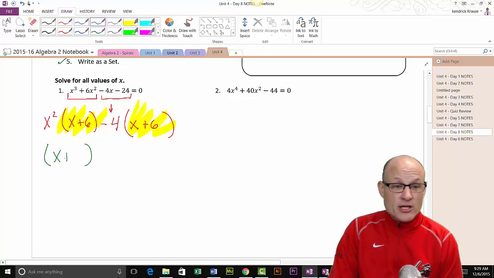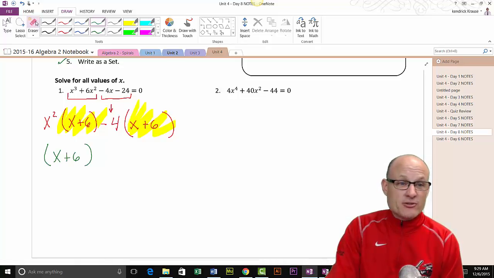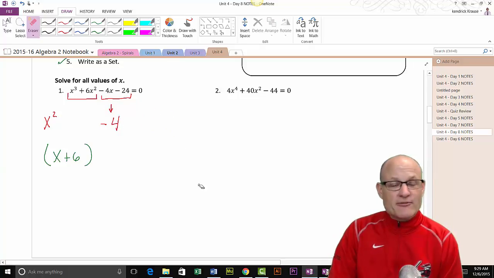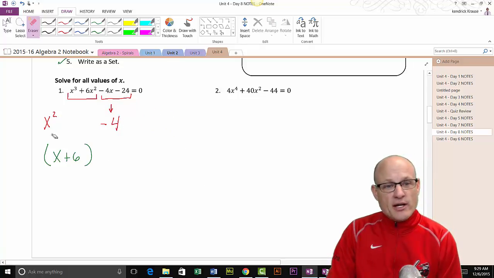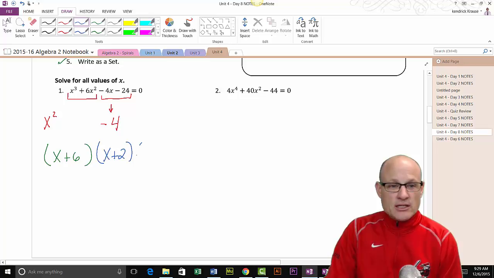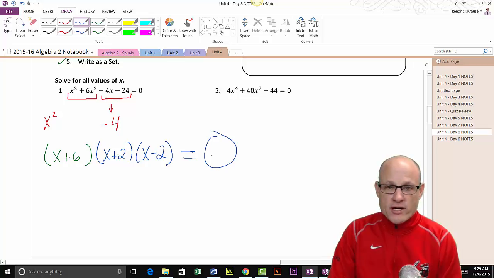X plus 6. Now let's pretend you came through and took those out. What's left over? Oh, x squared minus 4. Well, isn't that factorable to x plus 2, x minus 2 equals 0? Don't forget the equal 0, or you will be 1, or that's what your grade will be.